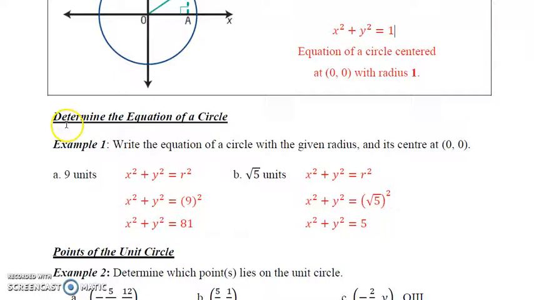Determine the equation of a circle. Example 1: write the equation of a circle with the given radius and its center at the origin (0, 0). If there's 9 units for the radius, we put the radius in as r, and the equation becomes x squared plus y squared equals 81. Next we have root 5 units, the square root of 5. If we put that in for the radius, the square root of anything squared is itself, so it ends up being x squared plus y squared equals 5.